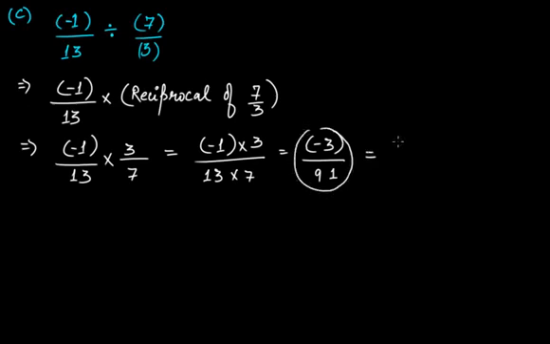Another way can be 3 over minus 91. This is another way to write the answer, and another way to write the answer is minus sign in the middle and then 3 over 91.